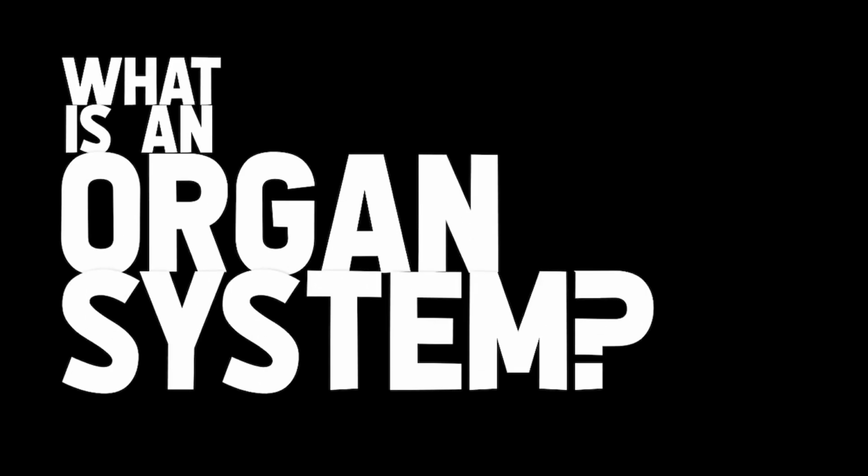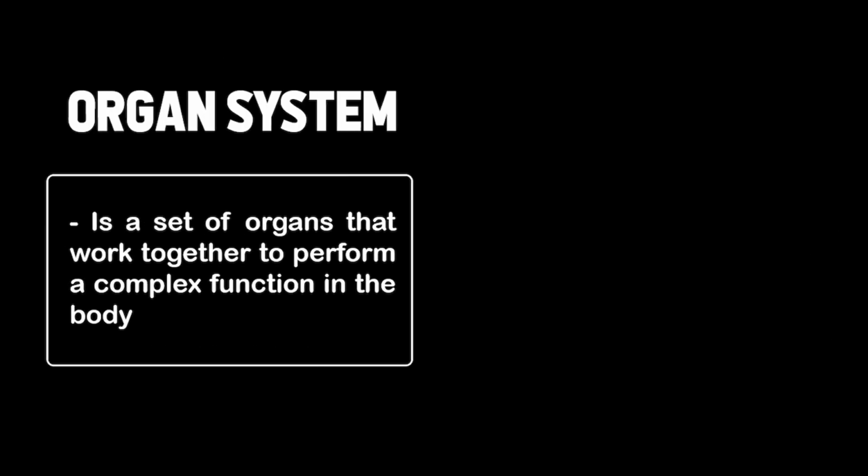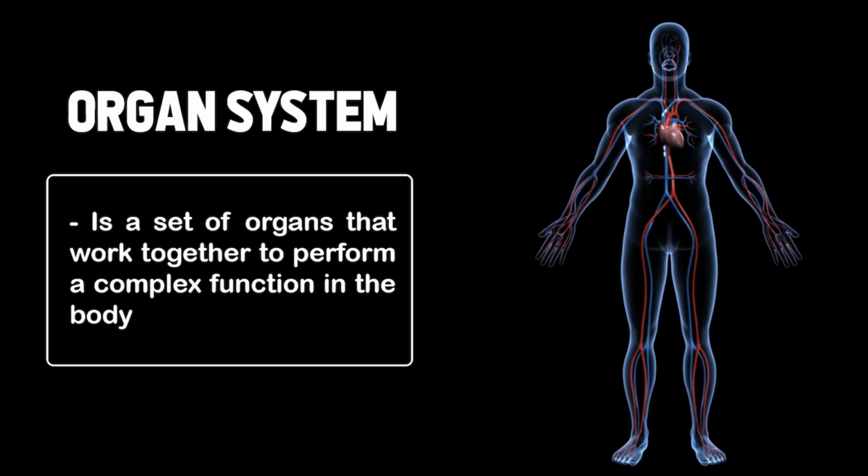Now, what is an organ system? An organ system is a set of organs that work together to perform a complex function in the body. An example of which is the circulatory system, which includes your heart that pumps out blood throughout our bodies, needed to oxygenate every cell of the different body organs.